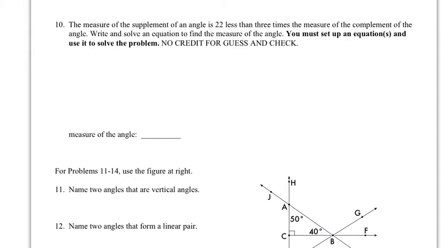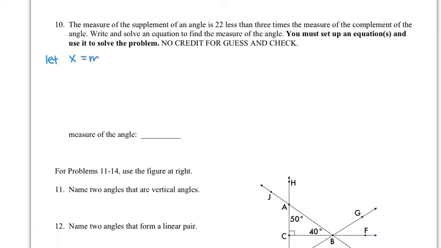But if you use a system, you still can only have 2 variables. Or you can start with 3 and then do a bunch of substitution and get down to 2. So it says that the measure of the supplement of an angle is 22 less than 3 times the measure of the complement. So I need the complement, I need the supplement, I need the angle. So it sounds like 3 different variables to start. But we're going to just use one.